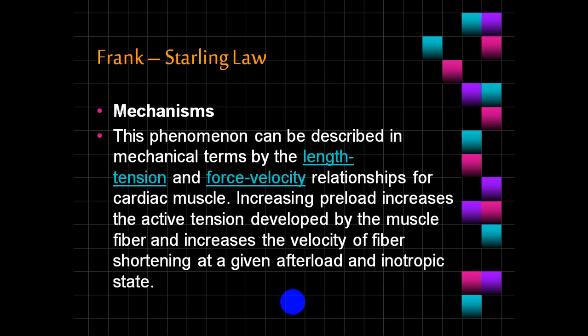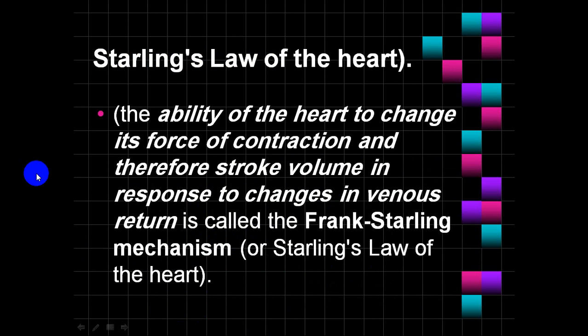This phenomenon can be described in mechanical terms by the length-tension relationship or force-velocity relationship, which is the Frank-Starling mechanism for cardiac muscle. Increasing preload and venous return increases the active tension developed by the sarcomeres in the muscle fibers and increases the velocity of fiber shortening by exposing actin and myosin heads, given an afterload and inotropic state. So the Starling law of the heart, stated more than 100 years ago, is the ability of the heart to change its force of contraction, and therefore stroke volume, in response to a change in venous return, the preload. This is called the Frank-Starling mechanism or law.